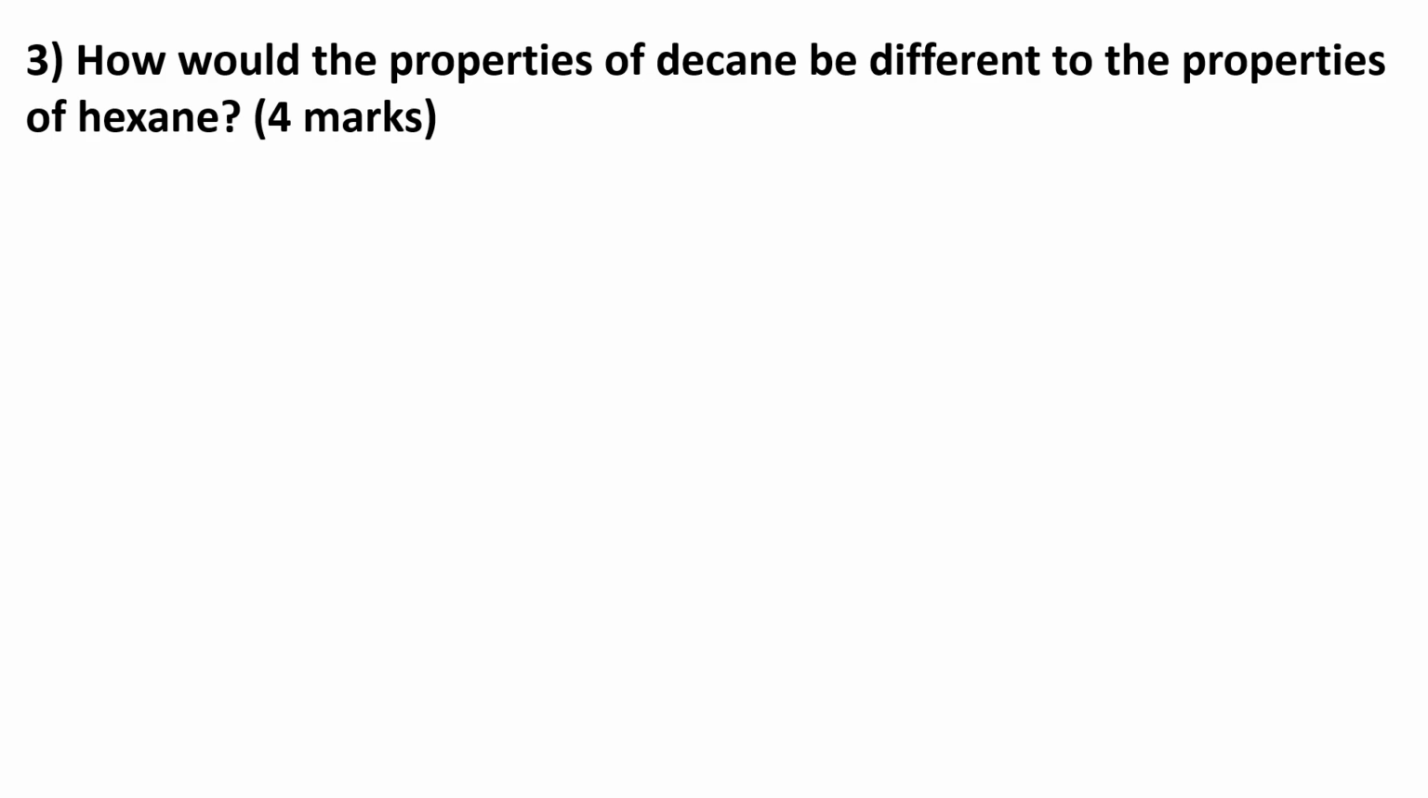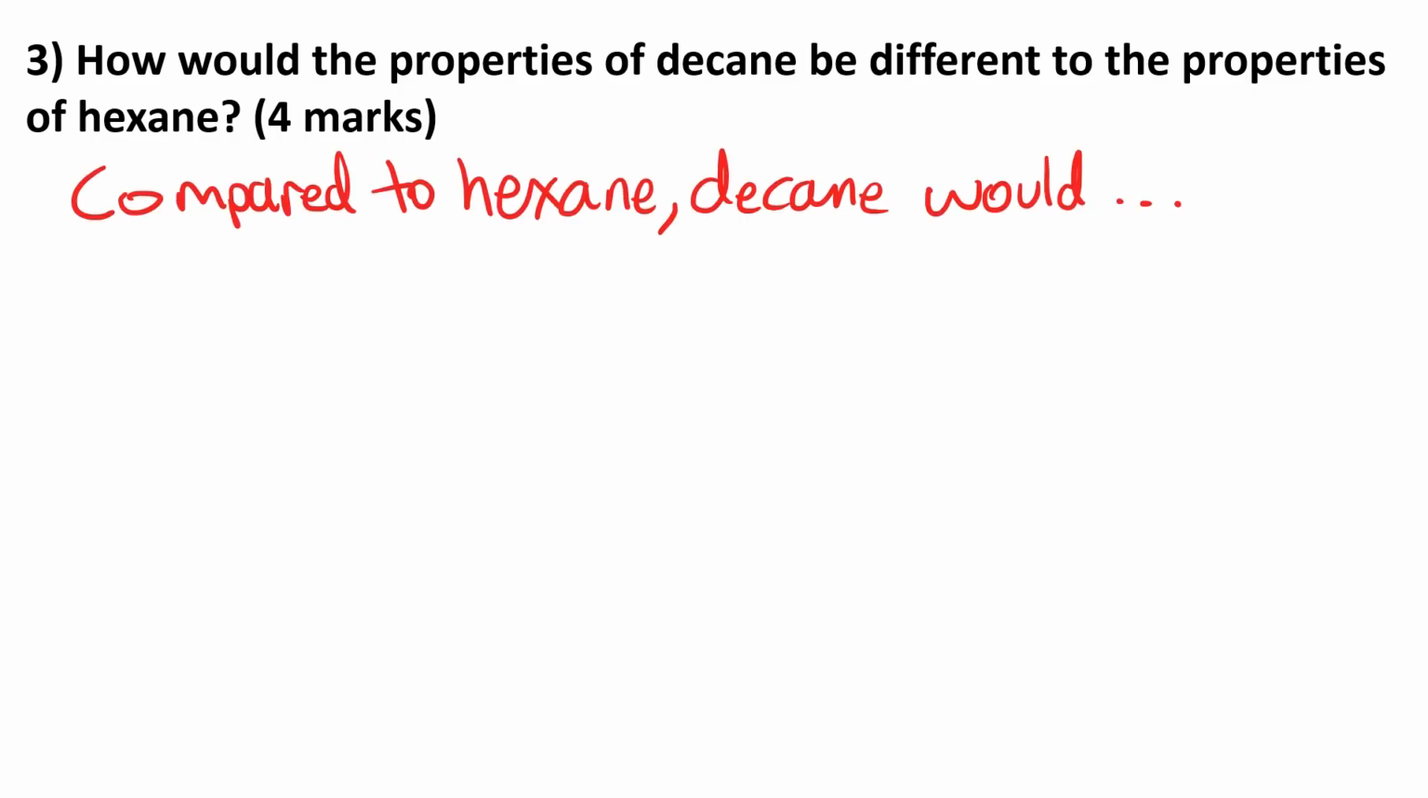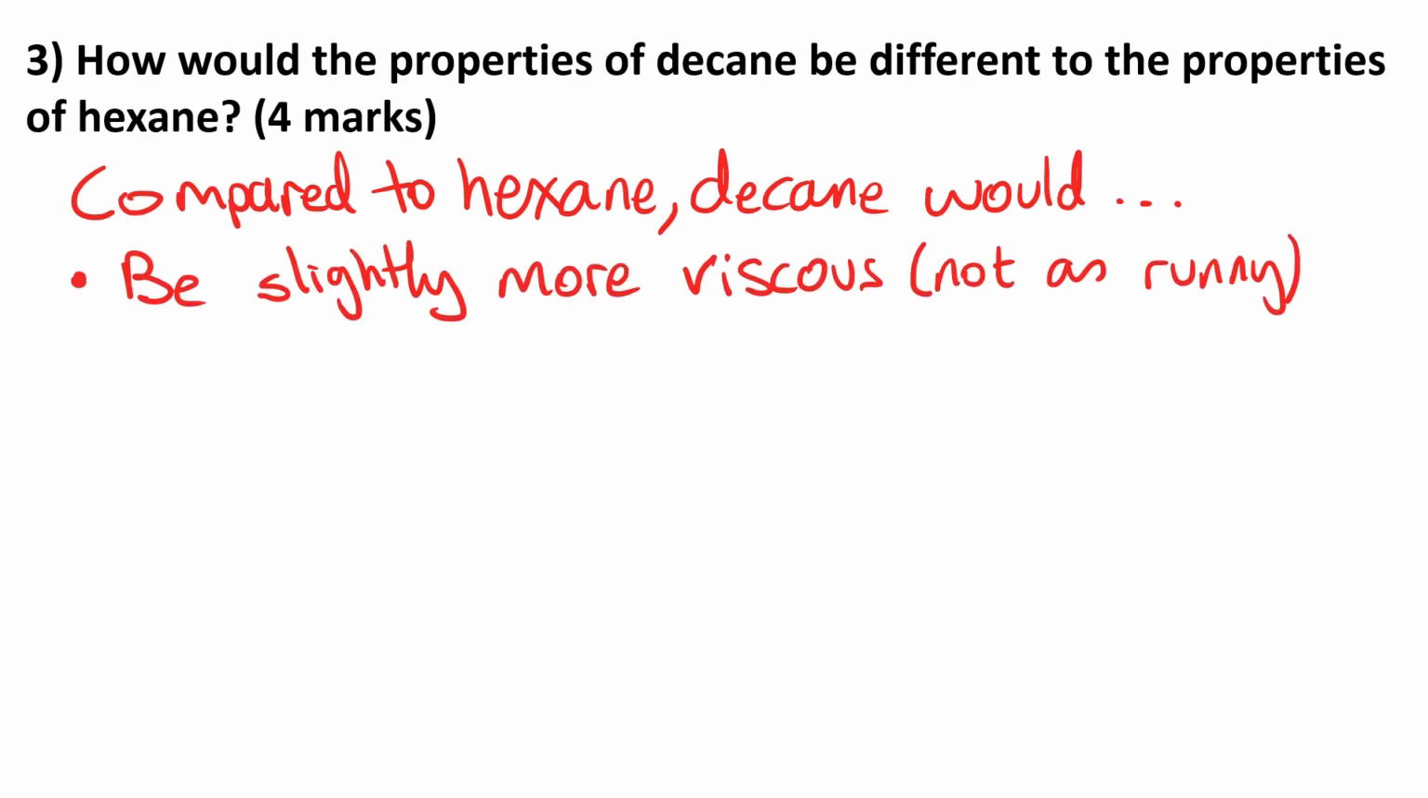Number 3. How would the properties of decane be different to the properties of hexane? So we need to spot that decane is a longer hydrocarbon because it would have 10 carbon atoms, whereas hexane would only have 6. So you need to remember the differences in the properties as the alkanes get longer. So compared to hexane, decane would be slightly more viscous, that means not as runny.